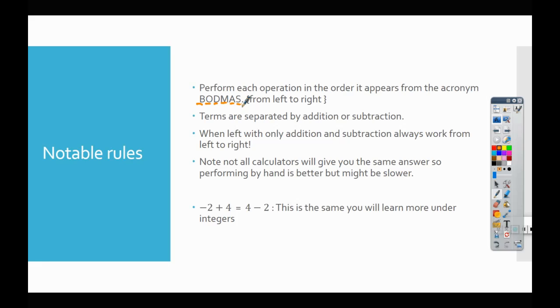Terms are separated by addition or a subtraction sign. So these are terms that are separated. So multiplication and division is basically a form of creating one term, so that's why they are first. When left with only addition and subtraction, always work from left to right. Right? This is a good practice to work from left to right in mathematics.